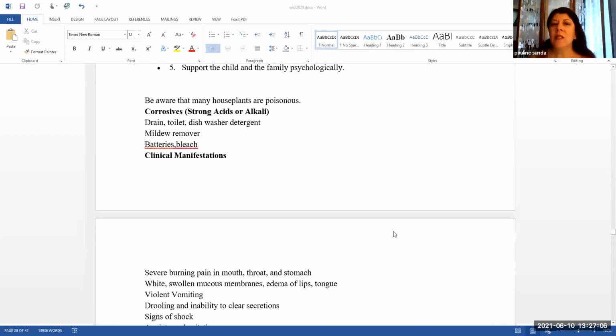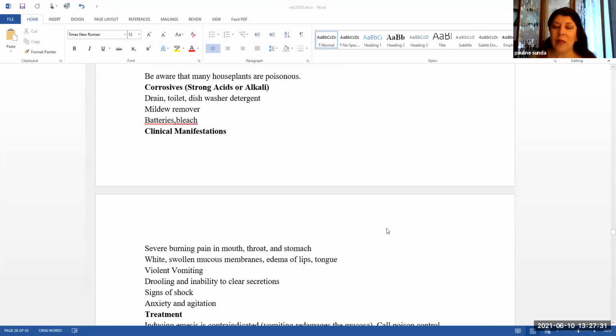So let's talk about specifically some categories of poisoning. But prior to that, please be aware that many houseplants are poisonous, so you want to keep them out of reach of children. First, we're going to talk about corrosives. These are strong acids or alkalis. Examples of these would be drain, toilet, or dishwasher detergent, mildew remover, batteries, or bleach.